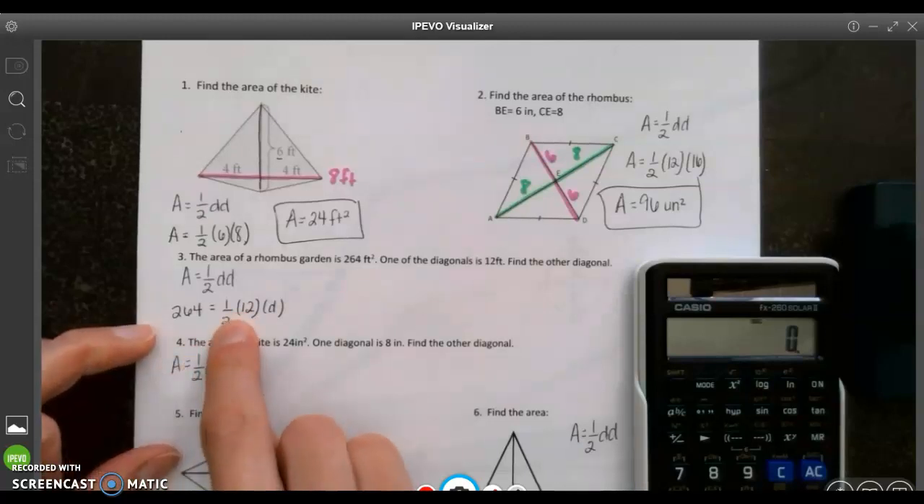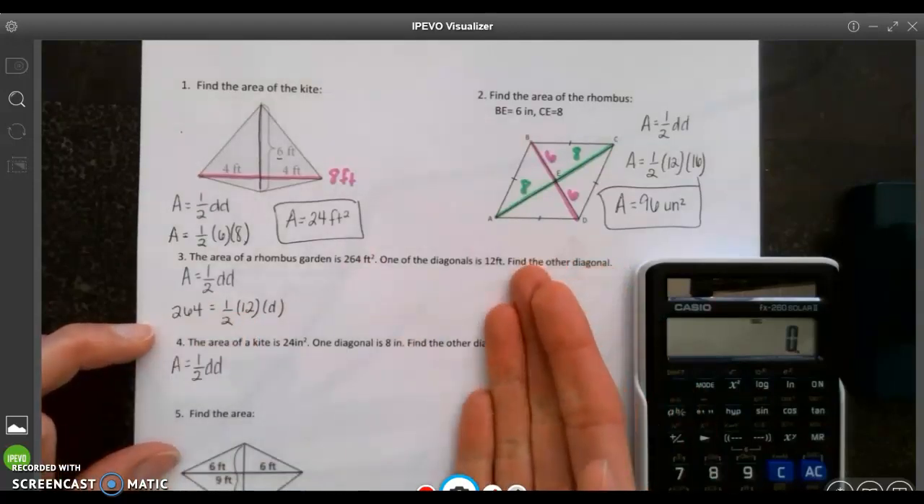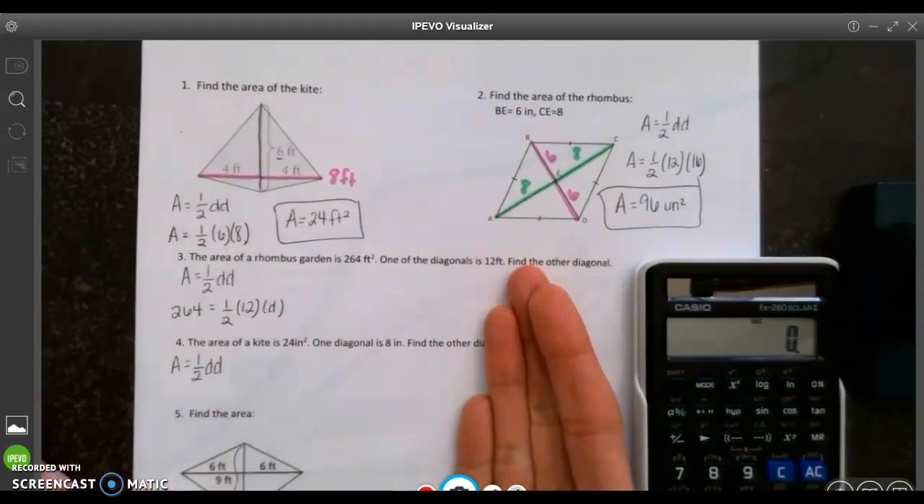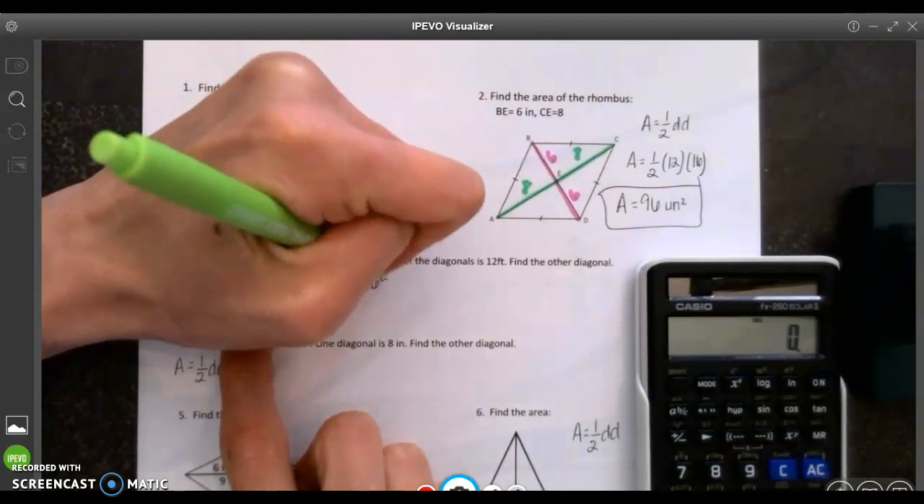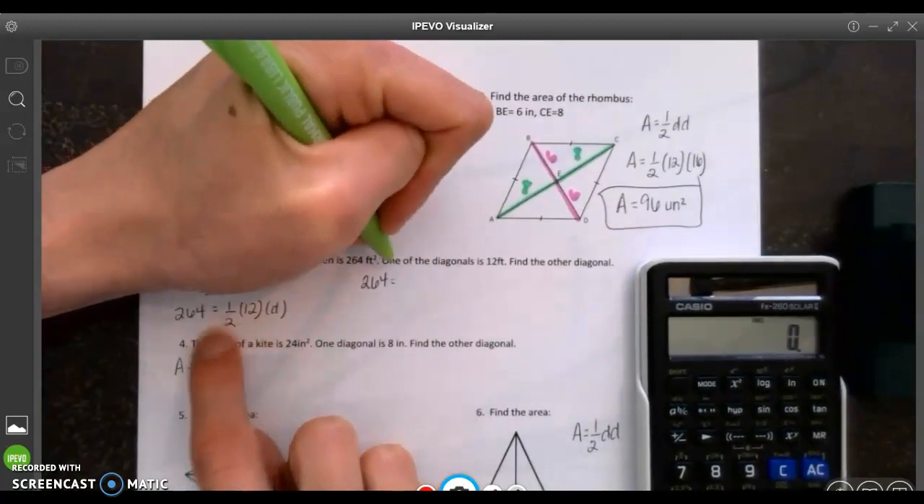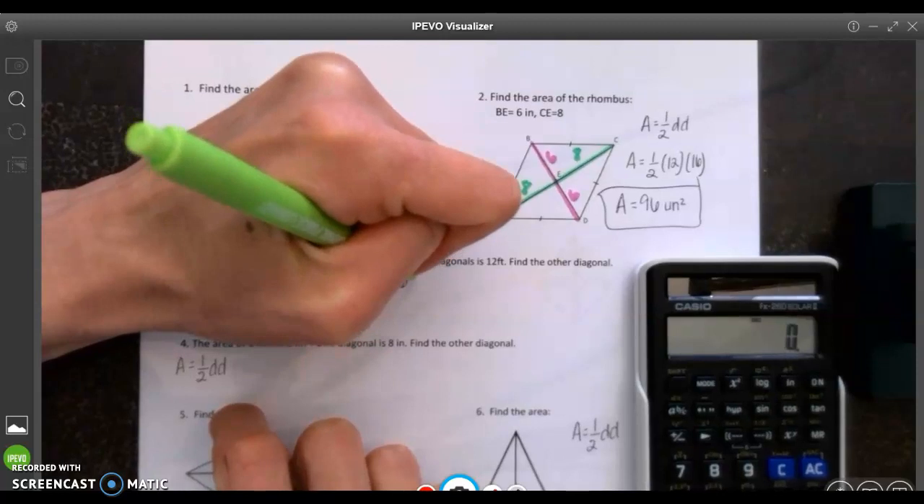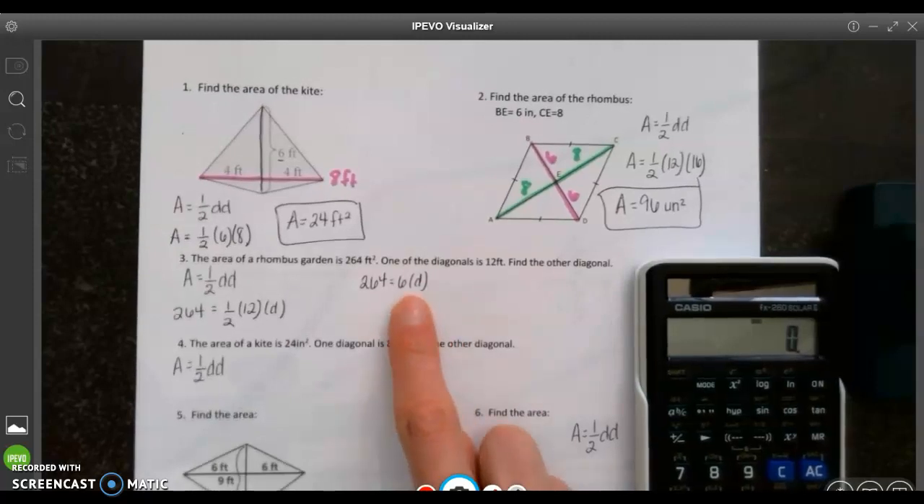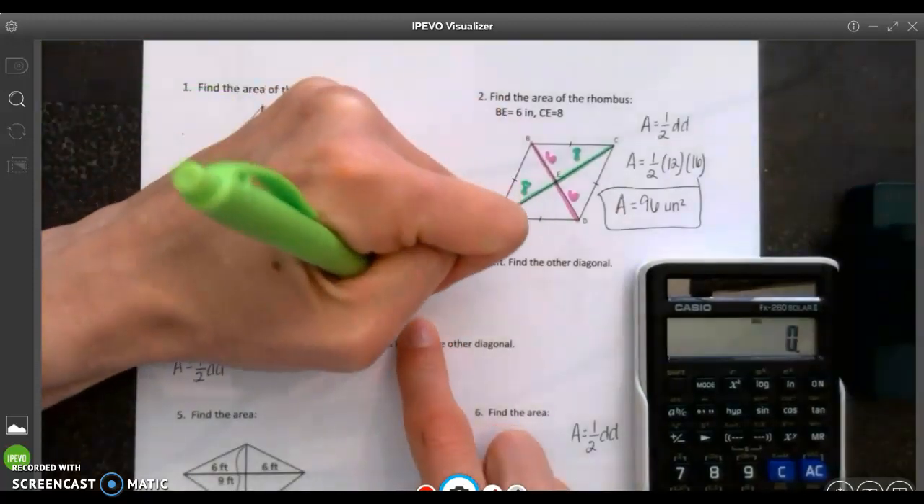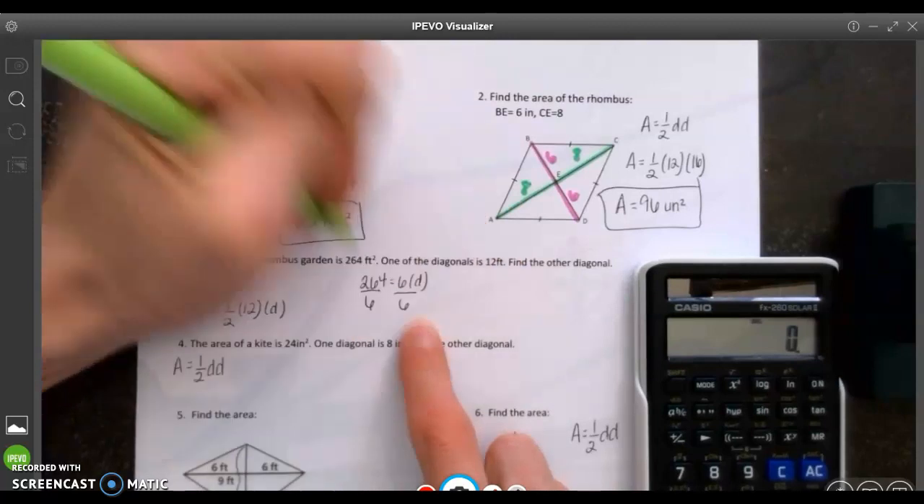I can do this problem lots of different ways. I can get rid of the half by multiplying by 2 on both sides. I can divide by 12 on both sides, or I can take half of 12. So I have 264, half of 12. 12 divided by 2 is 6 times the diagonal. That leaves me with just the diagonal and 6 on the right-hand side. They're being multiplied, so I'm going to divide by 6 on both sides.